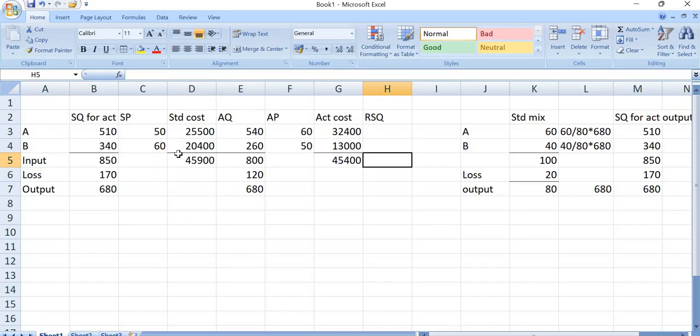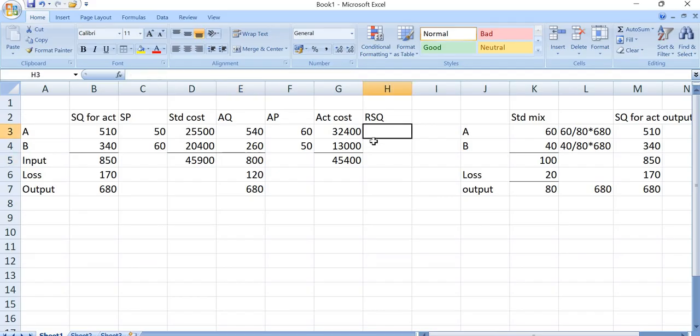Okay, now let's move on to RSQ. So RSQ, what is RSQ here? For standard quantity, we have calculated what will be my input for actual quantity. So in RSQ, what will be the input for this 800 we need to calculate. So we need to calculate what will be my standard quantity for this actual proportion, that is our basic calculation.